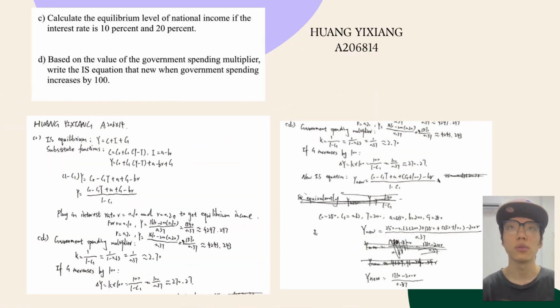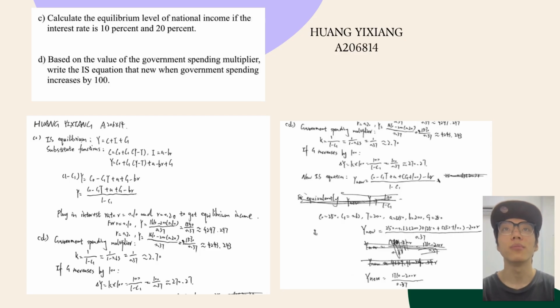In part C, we use the IS equation: Y equals 610 minus 200 times the interest rate, divided by 0.37. At 10% interest, output is about 4,297. At 20%, output falls to about 4,243. This shows that as the interest rate rises, output decreases.